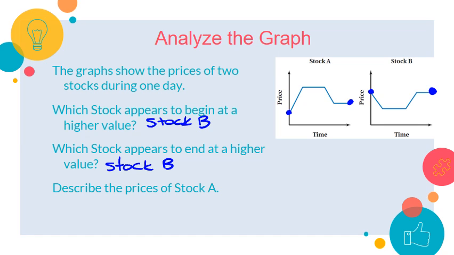Describe the prices of stock A. Okay, so we want to describe how that graph changes. So if I take a look, first it increases, goes up in price, then it's steady, no change, then it decreases, it goes down, and then it stays steady again. So I want to describe that in words.